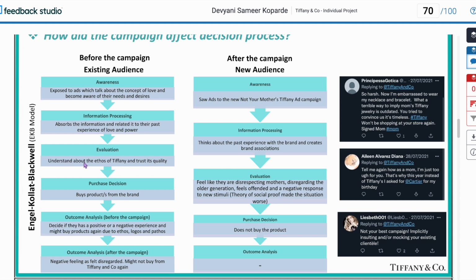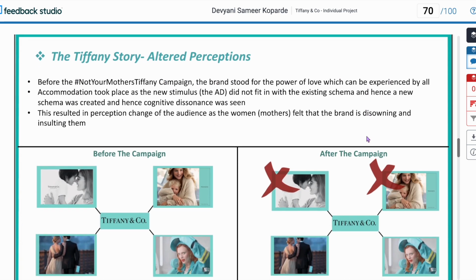Even here, understand the ethos of Tiffany. Everywhere I have used some kind of theory again. Evaluation, so how it changed: before it was this and now it changed to this. The theory of social proof made things worse. Again, I used a theory and have given some examples of what the reactions were.